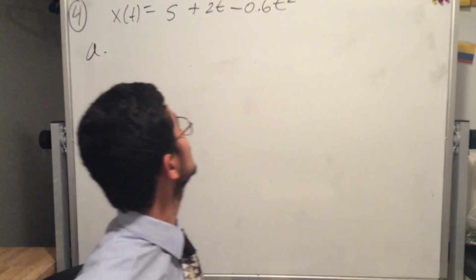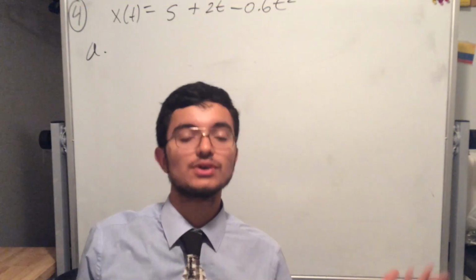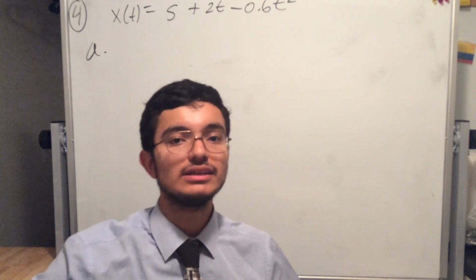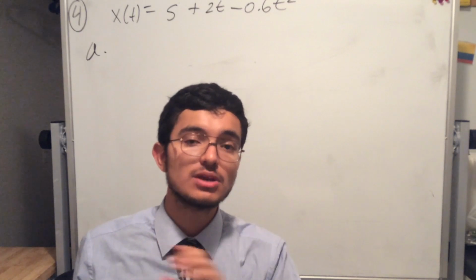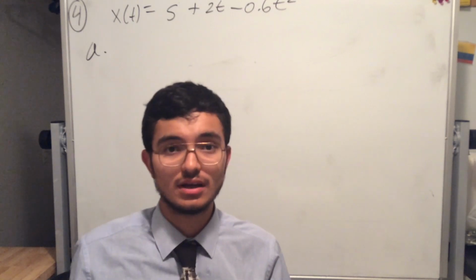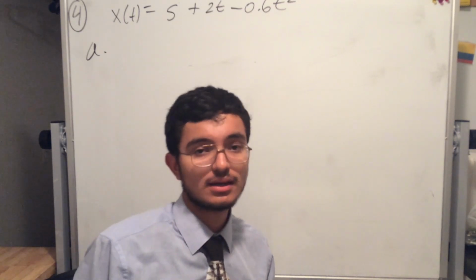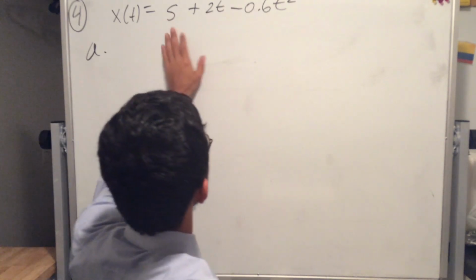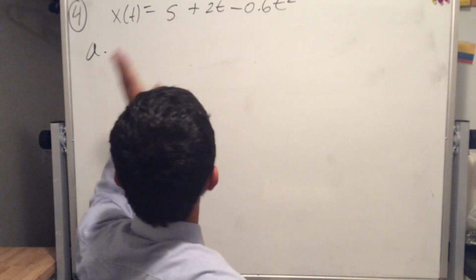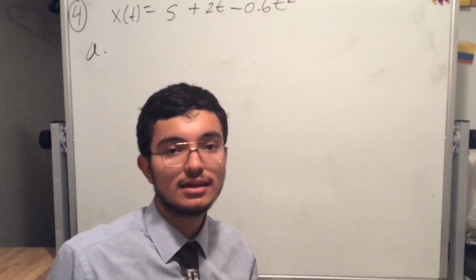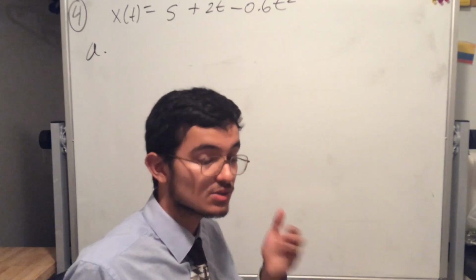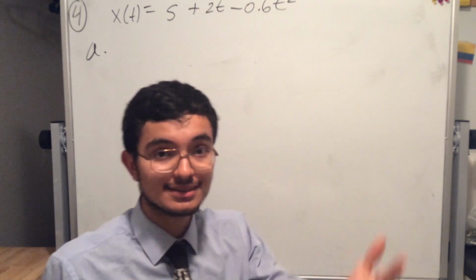Okay, so for question 4, we're given the position function, and it's given with the units in it. So what you want to do is get rid of those units and rewrite the position function without the units, because that's going to make your life a lot easier on the exam. So go ahead and do that, and we're going to do part A, which is finding the initial values for position, velocity, and acceleration.